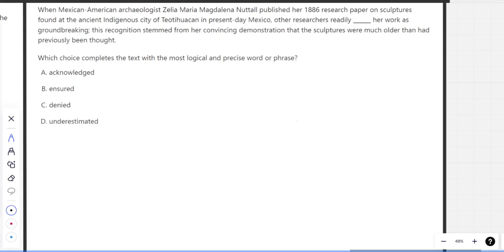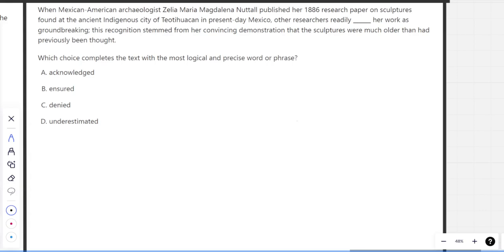When Mexican-American archaeologist Zelia Maria Magdalena Nuttall published her 1886 research paper on sculptures found at the ancient indigenous city of Teotihuacan in present-day Mexico, other researchers readily blank her work as groundbreaking. Notice when I read these in my head, I actually skip a lot of these words. Sorry you guys had to hear that. This recognition stemmed from her convincing demonstration that the sculptures were much older than had been previously thought.